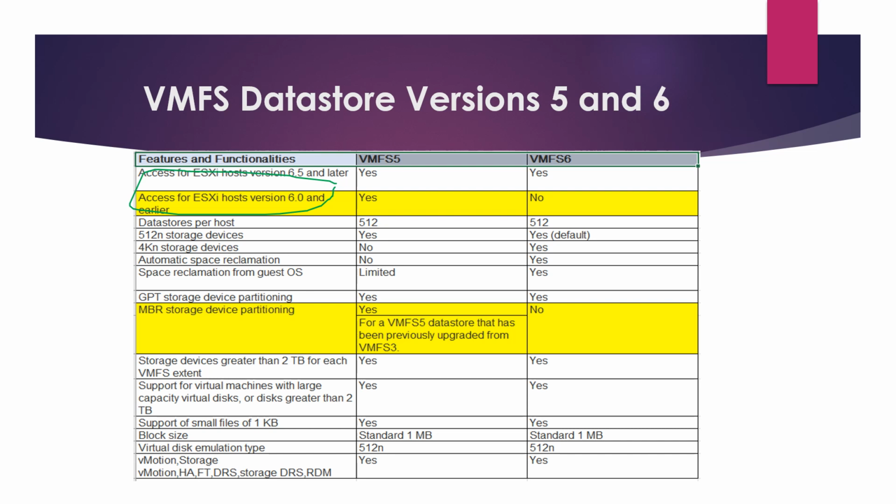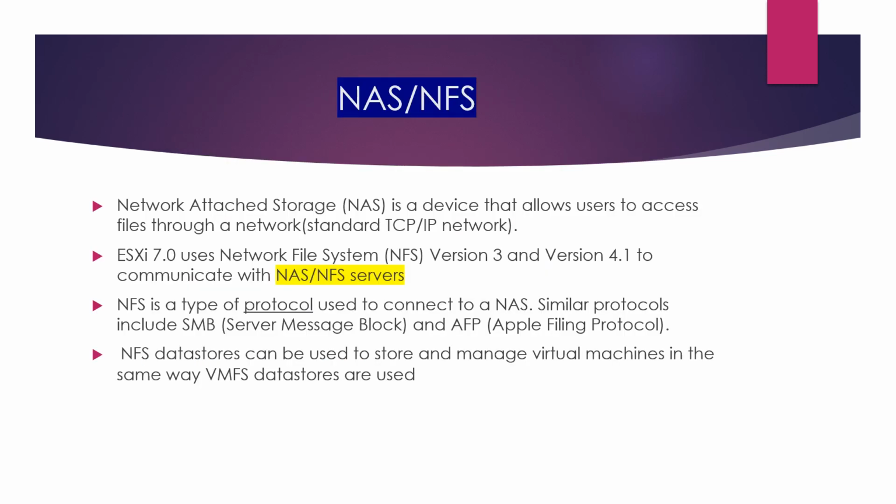Also, there are differences here in this area: 512 storage devices and 4K storage devices. These devices support it. So we have seen the VMware native file system, VMFS, Virtual Machine File System. We have seen its versions 5 and 6, key features and its differences.